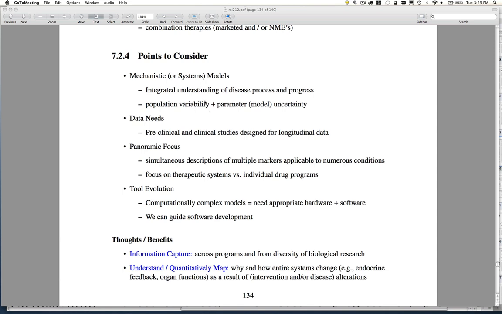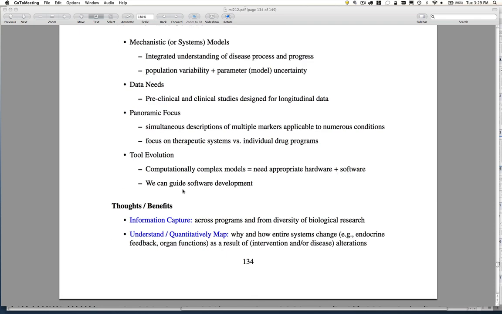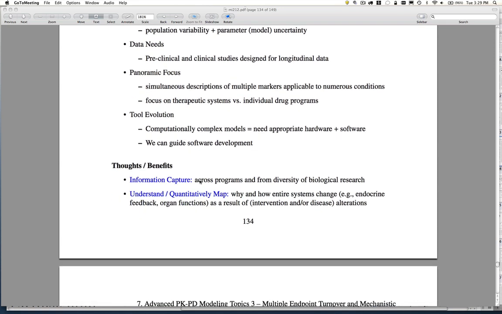Points to consider. I think I've gone through a lot of this. This actually is a repeat of the first points here, just to rehash them. The data needs, the panoramic focus, which I just mentioned, and importantly, we need to continue to focus on this tool evolution. What we have currently to do this is suboptimal, and so we've got to continue on with this.